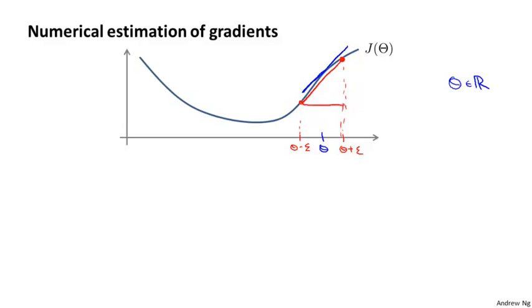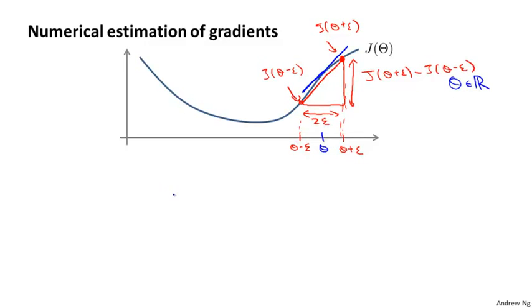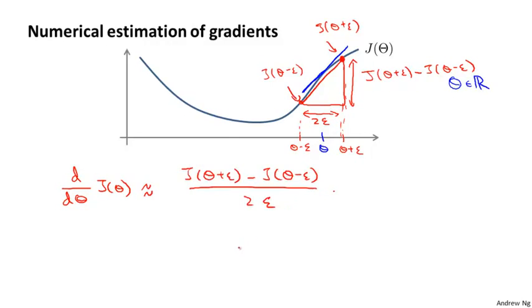Mathematically, the slope of this red line is this vertical height divided by this horizontal width. So this point on top is J of theta plus epsilon. This point here is J of theta minus epsilon, so this vertical difference is J of theta plus epsilon minus J of theta minus epsilon, and this horizontal distance is just 2 epsilon. So my approximation is that the derivative with respect to theta of J of theta at this value of theta is approximately J of theta plus epsilon minus J of theta minus epsilon over 2 epsilon.